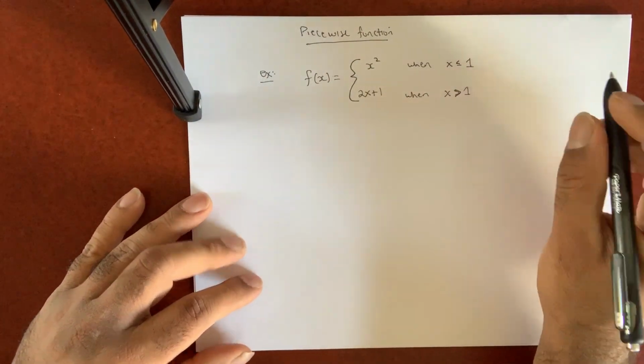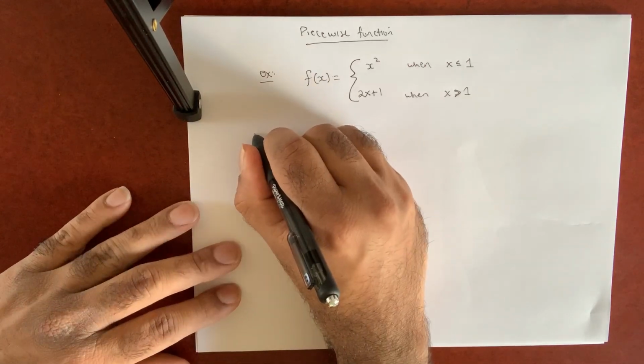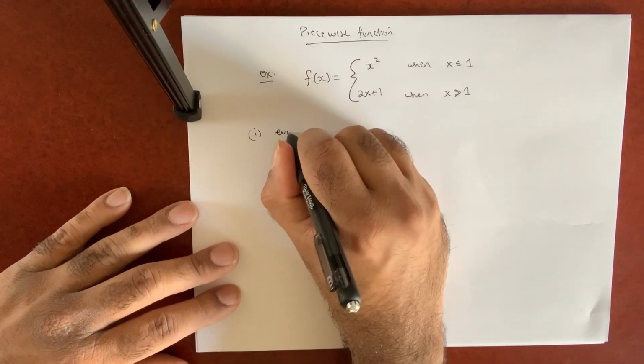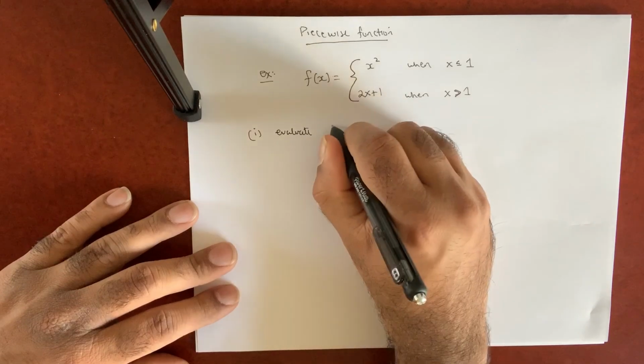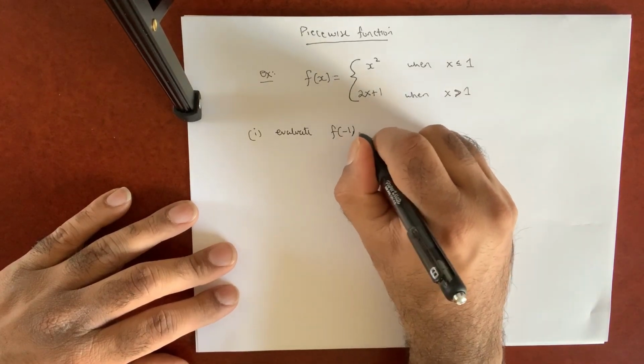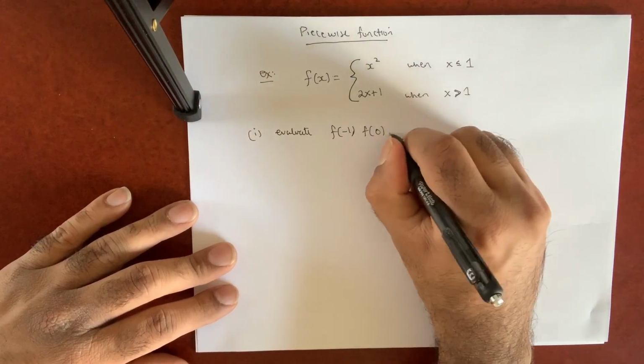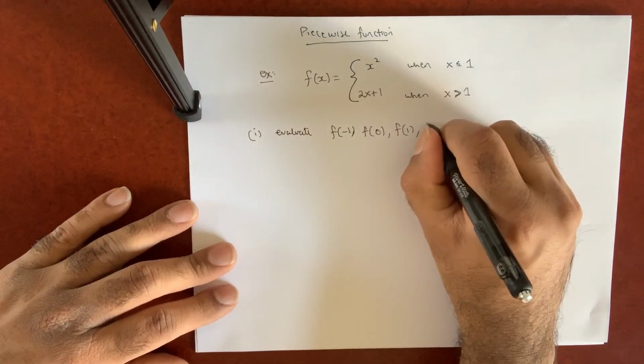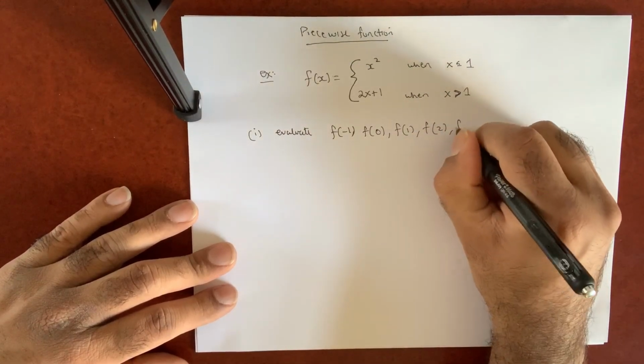So what does this mean? Let's start with 2 parts. Let's evaluate f of negative 1, f of 0, f of 1, f of 2, and f of 3.